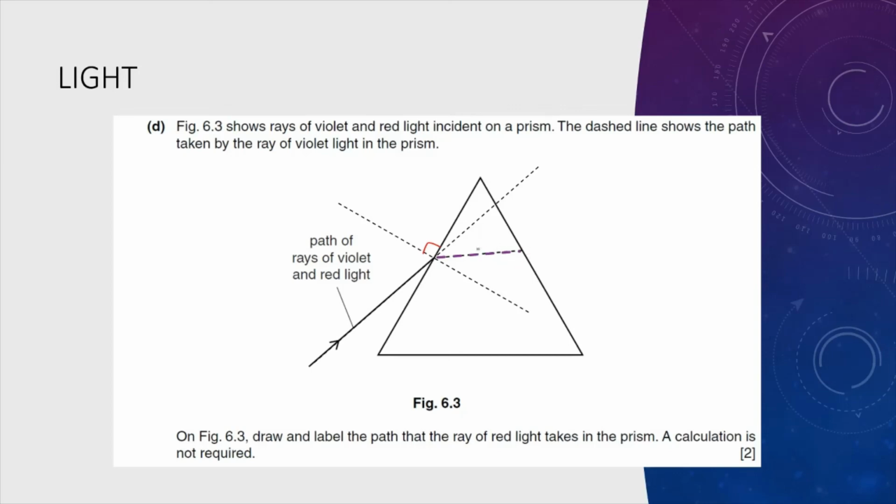This is the violet light. The red light must be drawn slightly above the violet light because, once again, the violet light has a shorter wavelength and therefore will be bent further from the real path of the ray of light. So our red light will be drawn in this position. It is still bent closer to the normal, but slightly above the violet light.